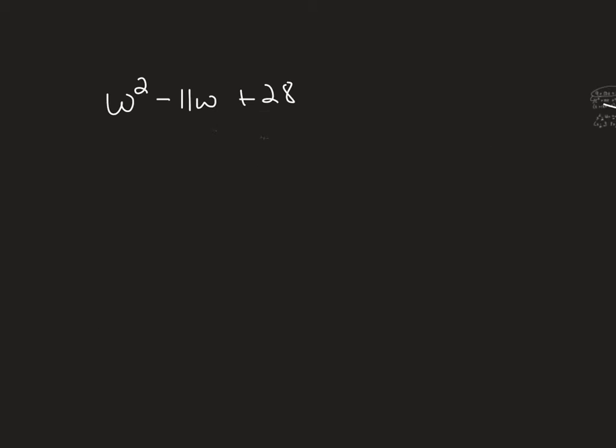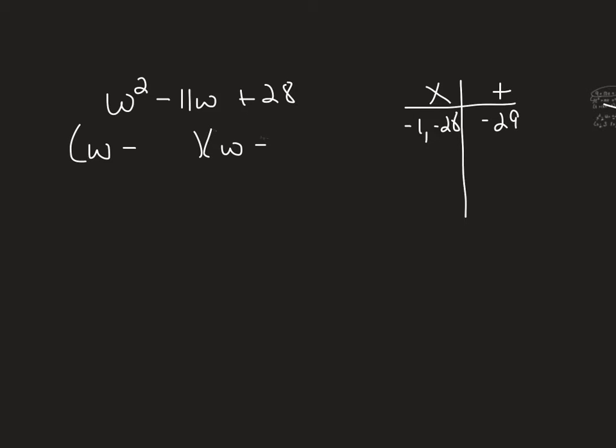Okay, let's look at another one. Okay, w squared minus 11w plus 28. Again, it's going to be a w minus and a w minus, because the last term is positive and the middle term is negative. All right, so we're going to have to find factors of 28 that when I add them together give me a negative 11. So we could do negative 1 and negative 28. And that gives me negative 29. That won't work. If we did negative 2 and negative 14, if I add those, I get a negative 16.